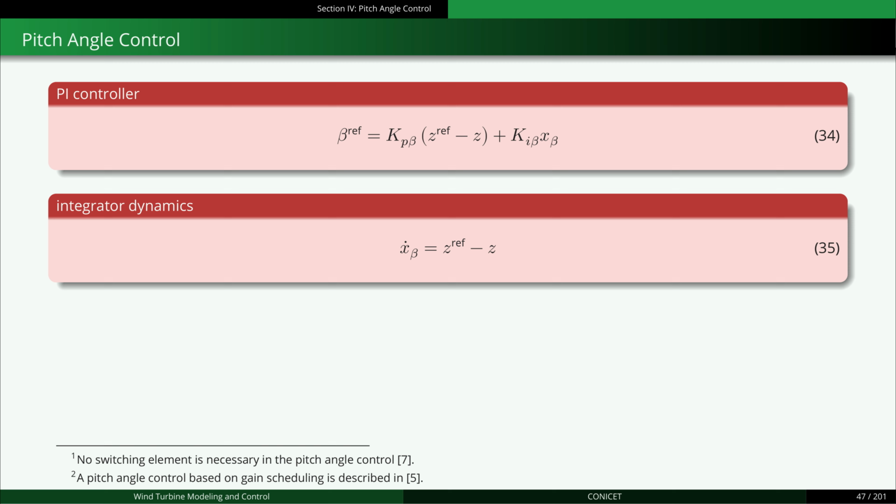This means that it does not require switching elements to operate properly under different wind conditions. This pitch angle control is widely used. More sophisticated schemes can be found in the literature. For example, reference 5 describes a pitch angle control that uses gain scheduling and is also commonly employed.